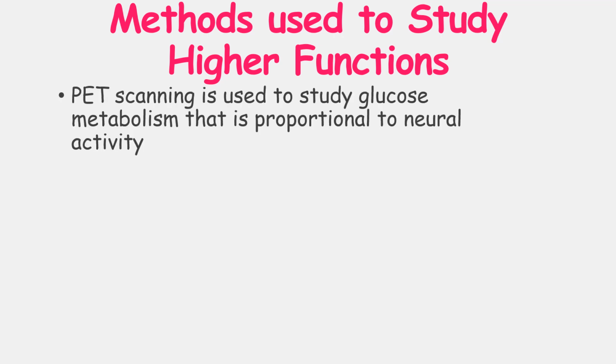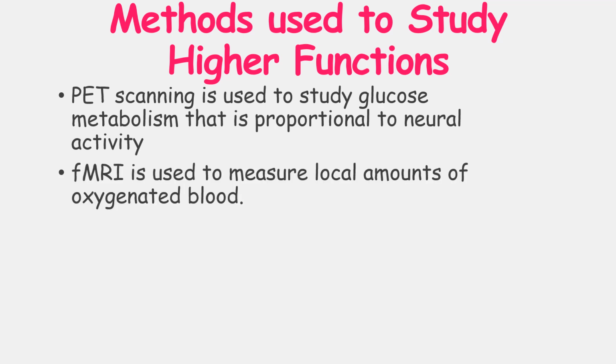Methods used to study the higher functions. PET scan is used to study glucose metabolism, which is proportional to neural activity, and functional MRI is used to measure the local amount of oxygenated blood. So now PET scanning and functional MRI are the current radiological means by which the higher functions are understood.